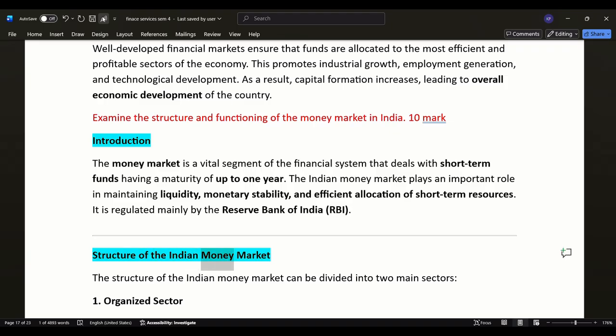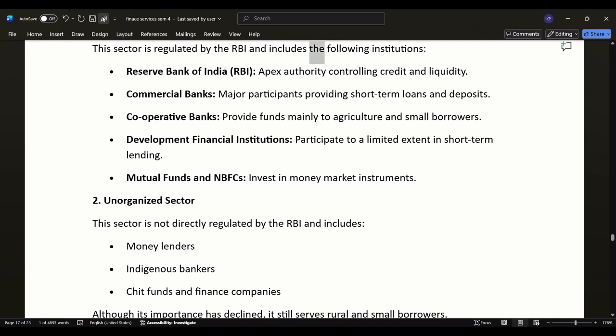Structure of the Indian money market. The structure of the Indian money market can be divided into 2 main sectors. 1. Organized sector. This sector is regulated by the RBI and includes the following institutions. Reserve Bank of India, RBI, apex authority controlling credit and liquidity. Commercial banks, major participants providing short-term loans and deposits. Cooperative banks, provide funds mainly to agriculture and small borrowers. Development financial institutions, participate to a limited extent in short-term lending. Mutual funds and NBFCs, invest in money market instruments.